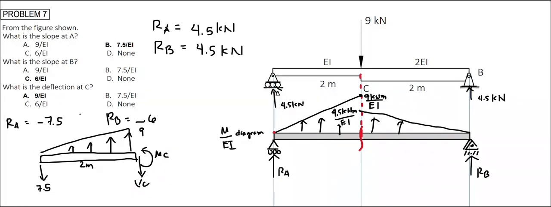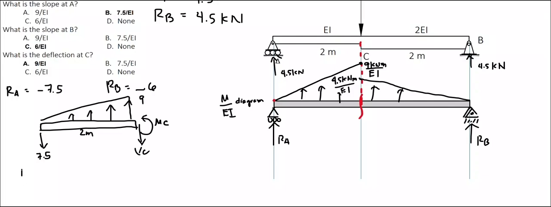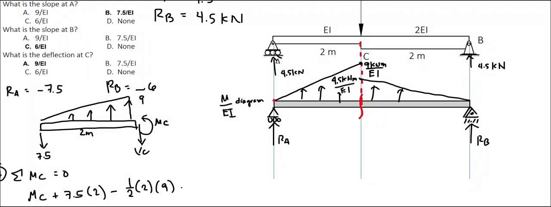Now to solve for deflection, this is basically the moment of our conjugate beam here at C. So we take summation moment at point C, all equal to 0, considering counterclockwise to be positive. So we have MC plus the 7.5 force times its moment arm distance of 2 meters, minus the clockwise moment induced by this triangular load, that is 1/2 times the base of 2 meters times the height of 9 times its moment arm distance of 1/3 of 2 meters, all equal to 0.